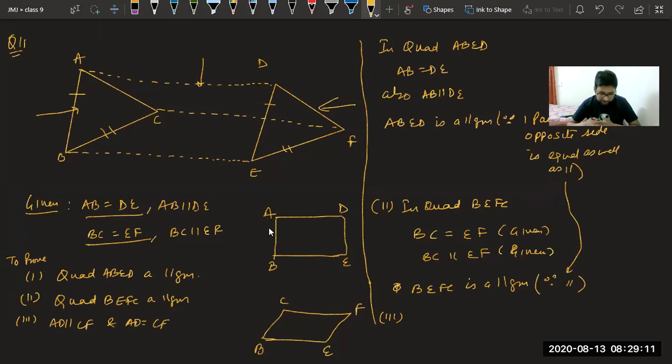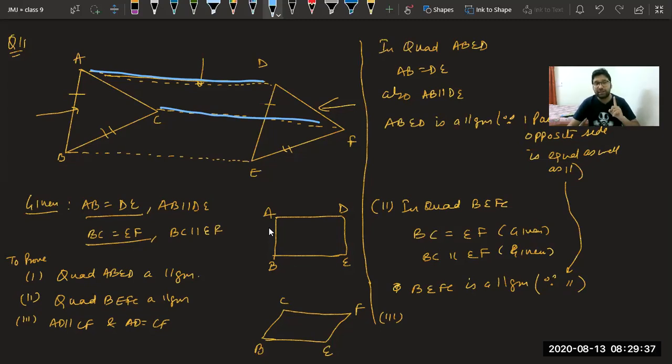Okay. How are they parallel? Let me see where AD is. AD is this line. Let me use a different pen so that it is easy for you to understand. AD is this line and CF is this line. If you remember, directly we cannot say they are parallel.